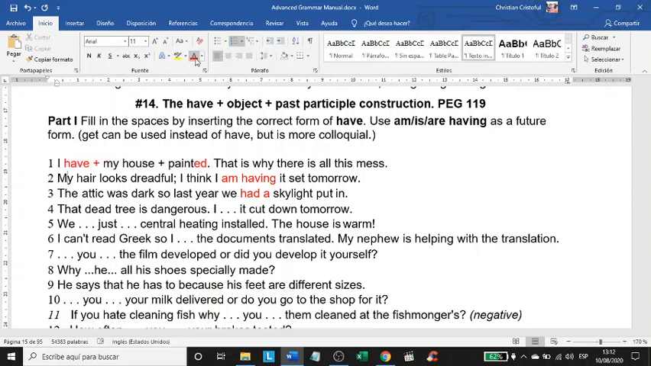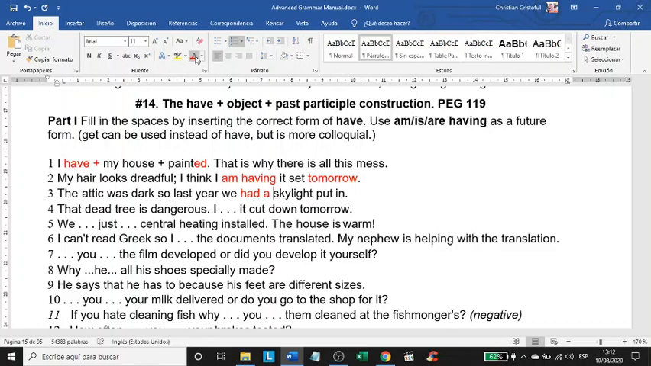Another one, number two. My hair looks dreadful, horrible. I think that it said tomorrow. Because it says tomorrow, then it's future. And what did we say about future? We're going to use the continuous form for future. What is the continuous form? I'm having. I am having. You are having. He is having. She is having. This is continuous form. I'm having it set tomorrow, then.